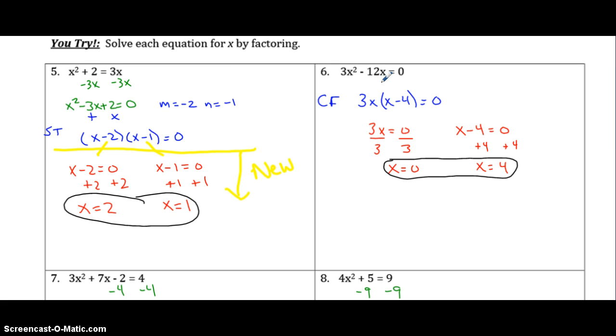Question 6. Everything is already on the left with 0 on the right, so it was a common factor. So set each factor equal to 0. In this example here, you are just dividing both sides by 3. And here, adding 4. There's your 2 solutions.